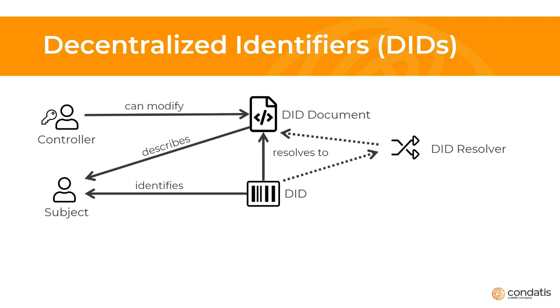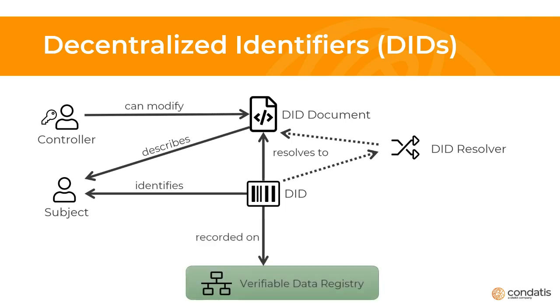A DID can be recorded on a verifiable data registry. So this is where the blockchain, or more generally, distributed ledger technology usually comes in. So the verifiable data registry isn't necessarily a distributed ledger. It can also be a decentralized file system or a database or peer-to-peer network, basically any form of trusted data storage.